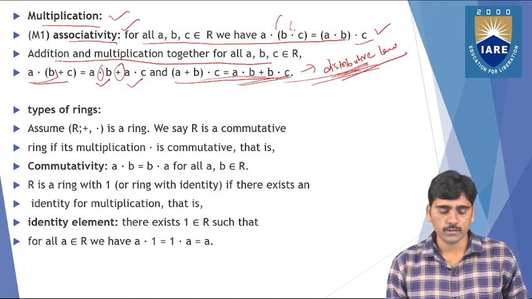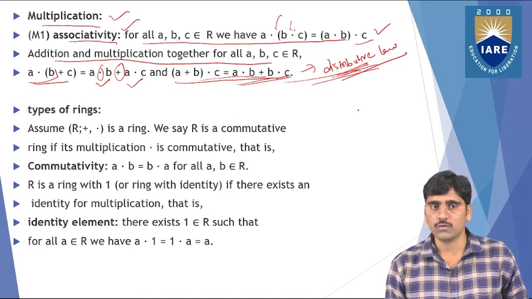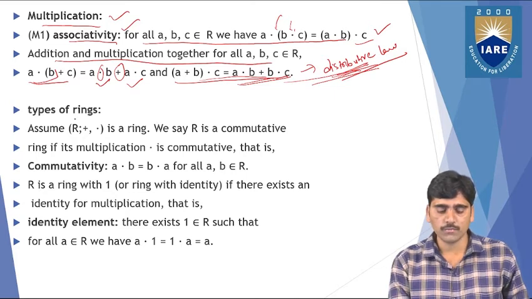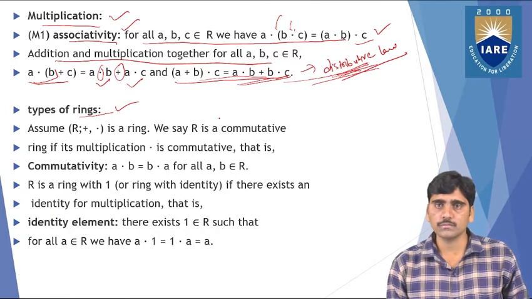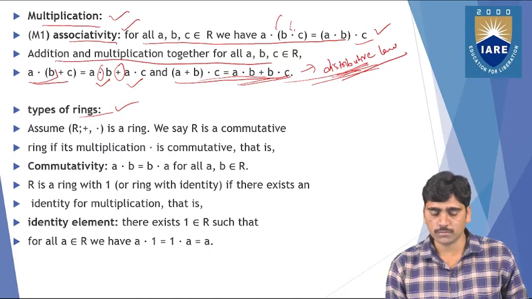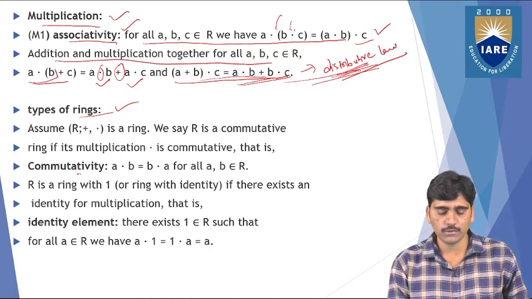And now the types of rings. Up to this, the ring concept is, I think, clear. As with groups, where we can have different types of subgroups, semigroups, monoids, cyclic groups and so on, rings can have two types: one is the commutativity ring and the second one is the identity ring.